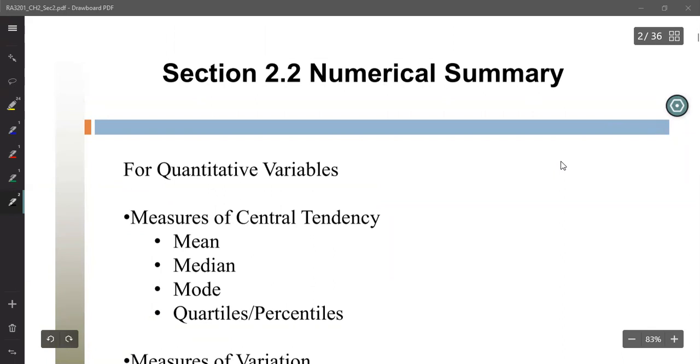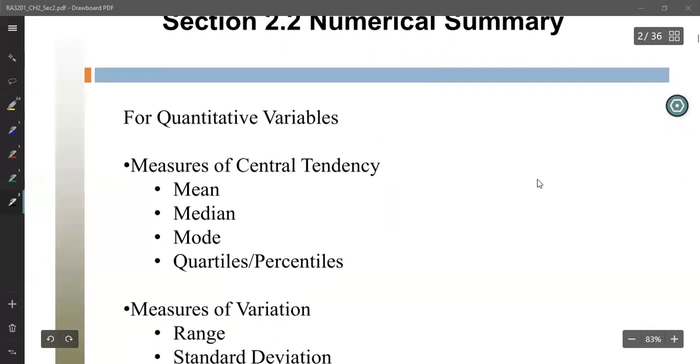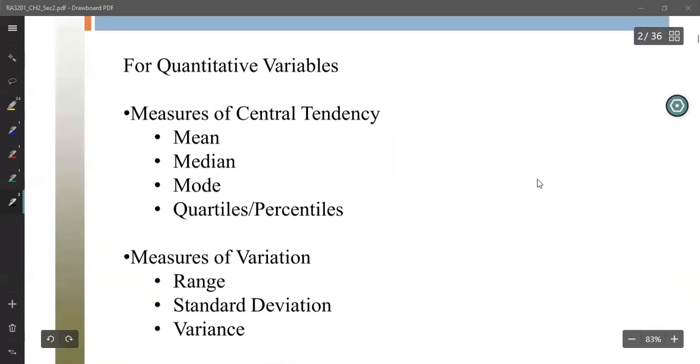There are two types of numerical summaries mainly. They're called the measure of central tendency, and the second one is the measure of variation. Central tendency is actually the measure of location, or the center of the measurements usually. Then the measure of variation gives you a summary or idea about how the data are distributed.